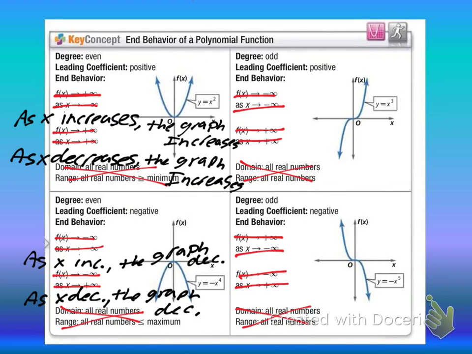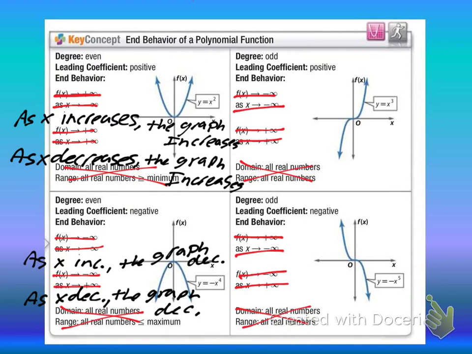So will we always have an x increase and x decrease? Yes. X increasing and x decreasing are always your first two comments about the end behavior itself. And honestly, then you can put the graph blank blank. On your first quiz, I actually write this out for you. I say as x increases the graph blank, as x decreases the graph blank, to get you used to the notation just a little bit.